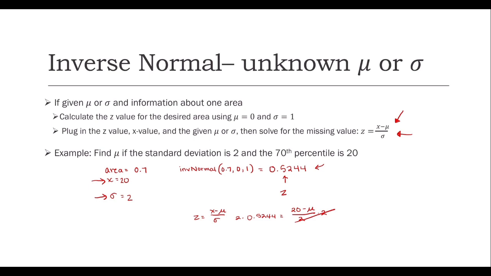And then we'd solve for mu. So mu equals 20 minus 2 times 0.5244, which is 18.9512. So we would say that mu is approximately 18.95. So that's what you would do for these problems.